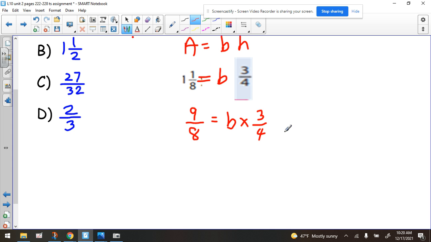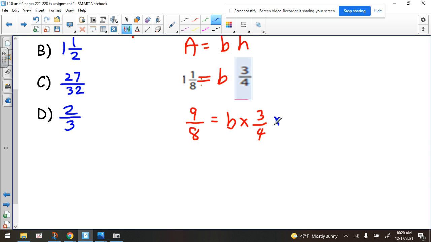Whenever we're solving an equation, find the variable and ask yourself what's happening to the variable. What's happening to the variable is it's being multiplied by 3/4. And ask yourself, what's the opposite of doing that? The opposite of doing that is to divide by 3/4. And when we divide by 3/4, it's the same thing as multiplying by its reciprocal.